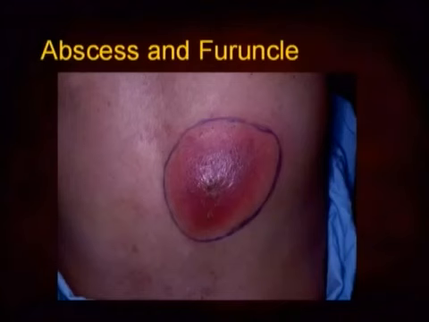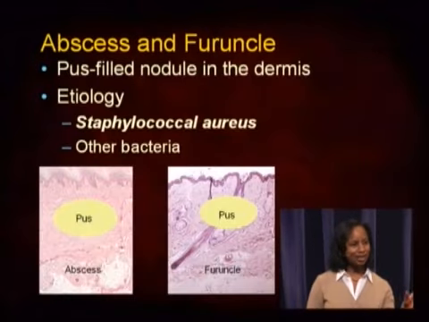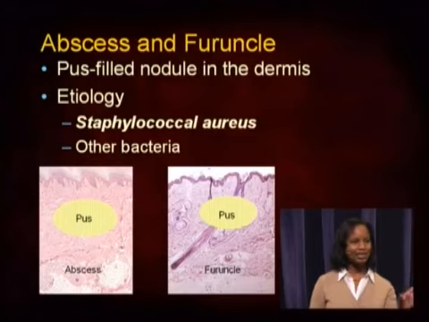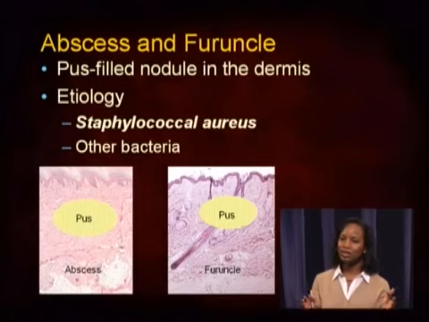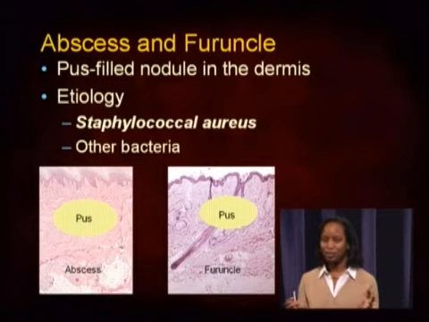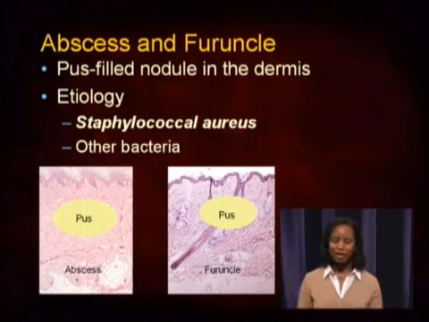Next is abscesses and furuncles. Here's a big abscess, an erythematous, warm, tender nodule. In the strictest definition, there's a separation between an abscess and a furuncle. An abscess is a collection of pus within the dermis that doesn't have any wall or boundaries around it, whereas a furuncle originates from a hair follicle, and that's the difference one to the other.